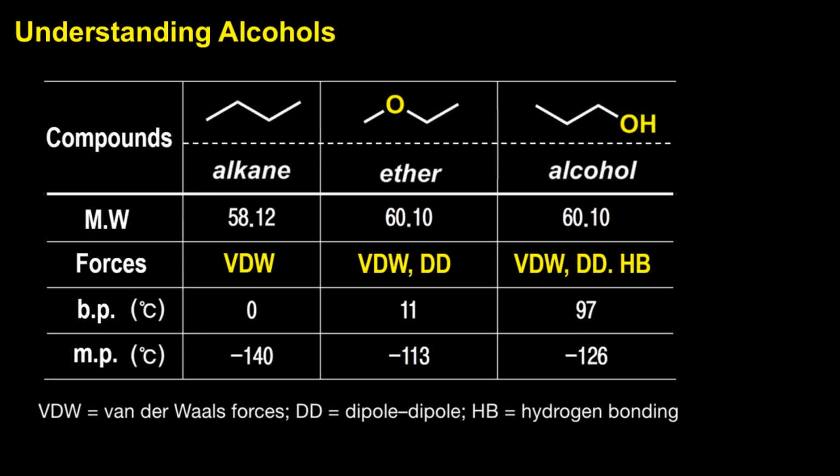Let's take a second to compare alcohols with some similar compounds, like alkanes and ethers. In this example, all three have about the same molecular weight, close to 60, but their boiling points are completely different. Alkanes only have van der Waals forces, so their boiling point is pretty low, around 0 degrees Celsius. Ethers have both van der Waals and dipole-dipole interactions, which bumps the boiling point up a bit, to about 11 degrees Celsius. But alcohols? Thanks to hydrogen bonding, their boiling point shoots all the way up to 97 degrees Celsius. That's a huge difference, and it really shows just how strong hydrogen bonding can be.